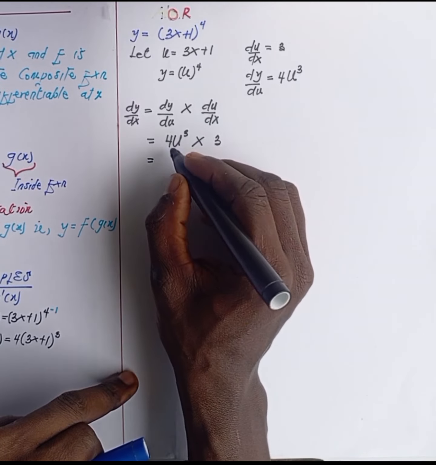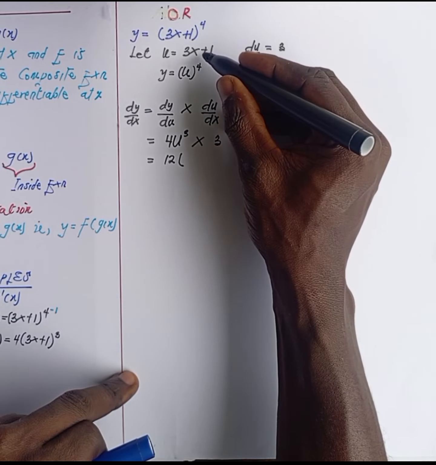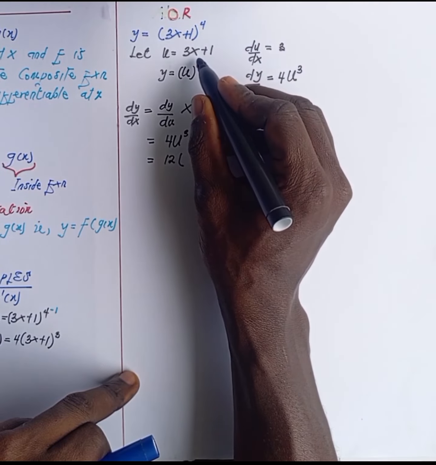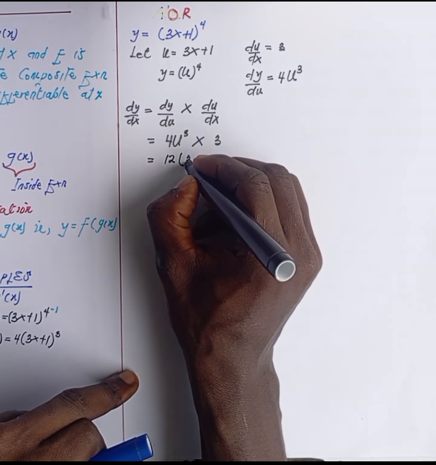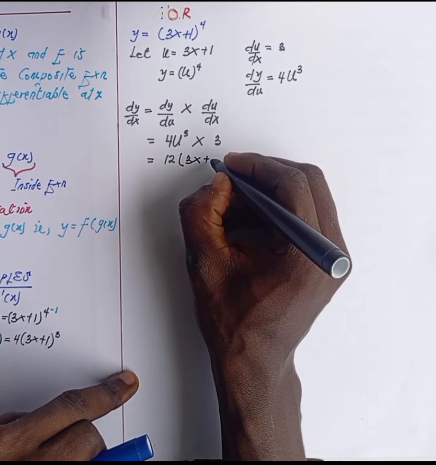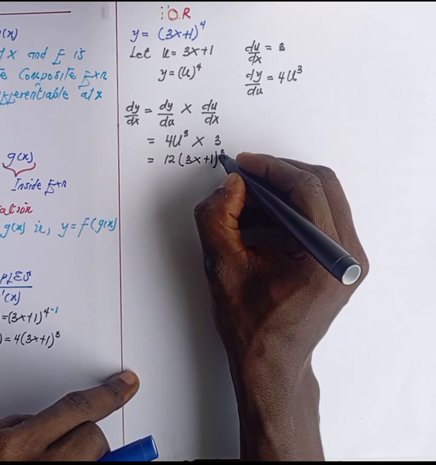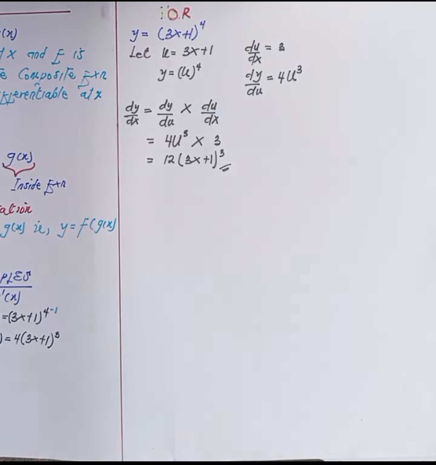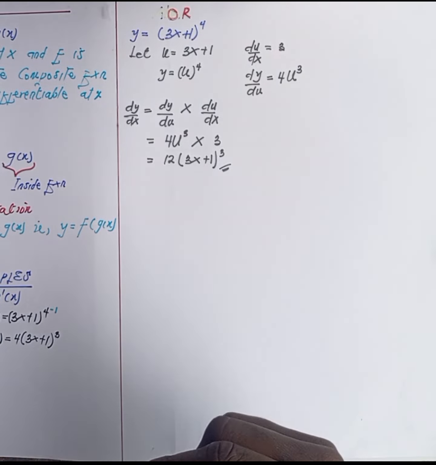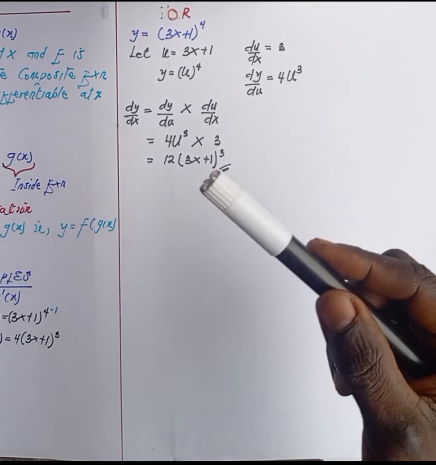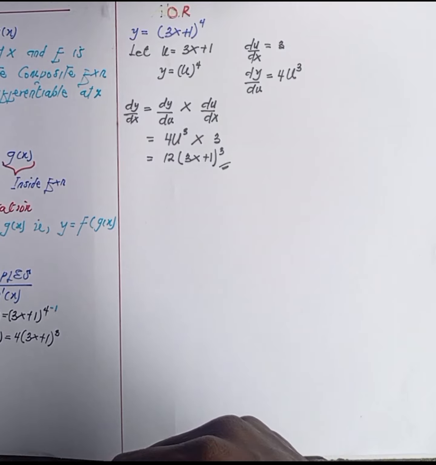Now 3 times 4 will give us 12. But remember, u was defined as 3x plus 1. So we are going to get 12 times 3x plus 1 all exponent 3, and that is that. So you can see that the two methods are yielding the same solution. Whichever method you are going to use, you are going to get the same answer. Let's try the next example.